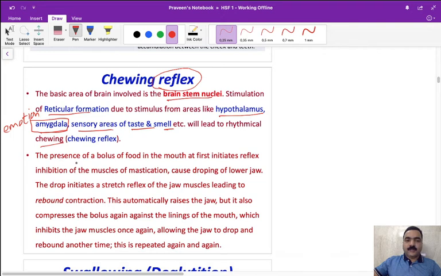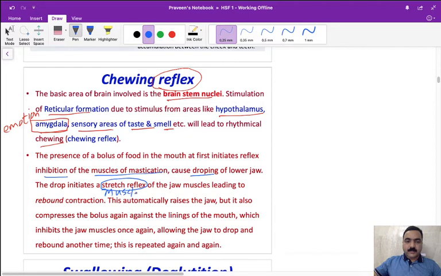How does that reflex work? The presence of a bolus of food in the mouth first initiates reflex inhibition of the muscles of mastication. So first it inhibits and causes dropping of the jaw. The drop initiates the stretch reflex, because of the muscle spindles located inside the skeletal muscle.